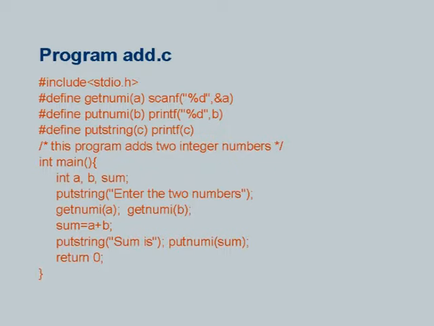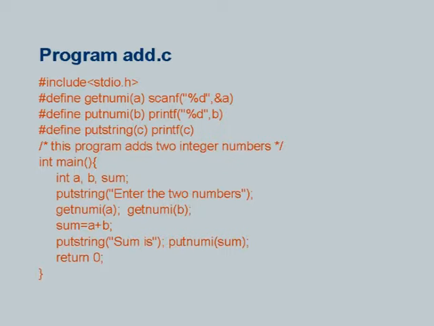Well, getnumI is an abbreviation for getting an integer number. putnumI is an abbreviation for putting out or displaying an integer number. If we do not wish to confuse students with I or F, which are integer or fraction or floating point numbers, we can simply write this as get number, put number. Instead of writing put string, we can simply say put message. We can even say read number, write number. We can simply say display number. We can simply say display message.